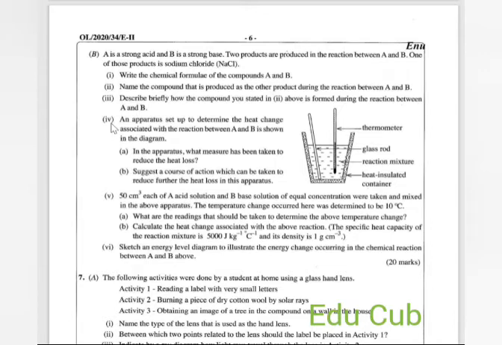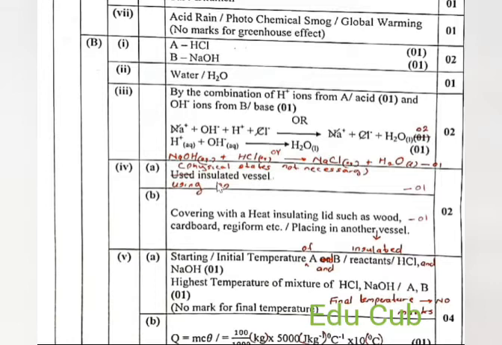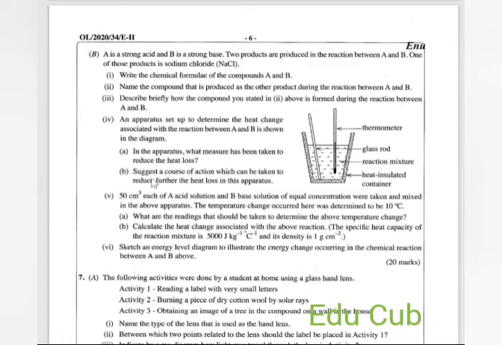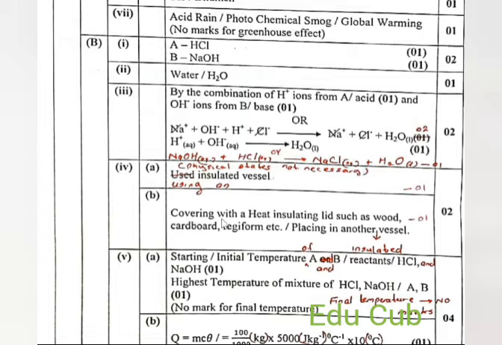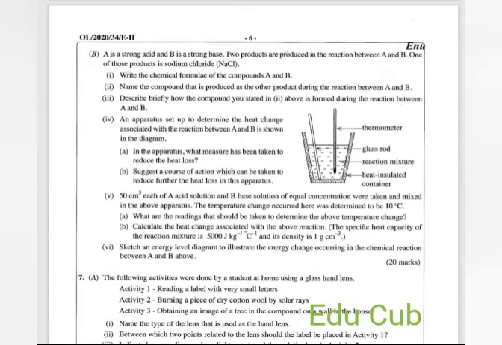Okay, fourth one, an apparatus set up to determine the heat change associated with the reaction between A and B is shown in the diagram. In the apparatus, what measure has been taken to reduce the heat loss? Insulated vessel. What is the course of action which can be taken to reduce further heat loss of the apparatus? Covering with a heat insulating lid such as wood or cardboard or polystyrene, or placing another vessel. We can use those methods to minimize the heat loss.